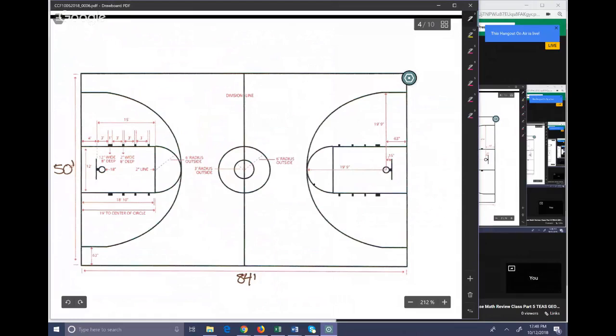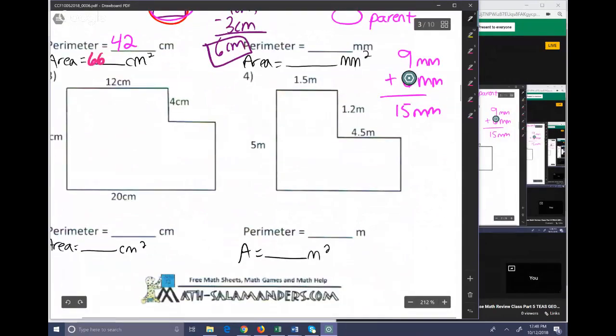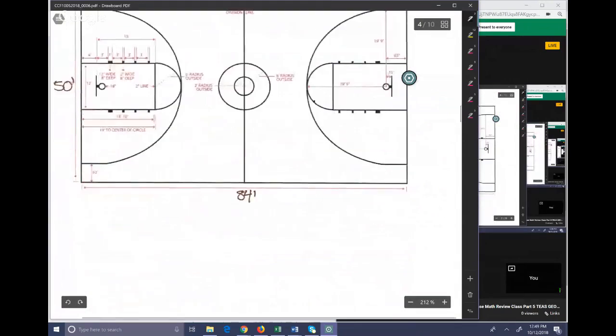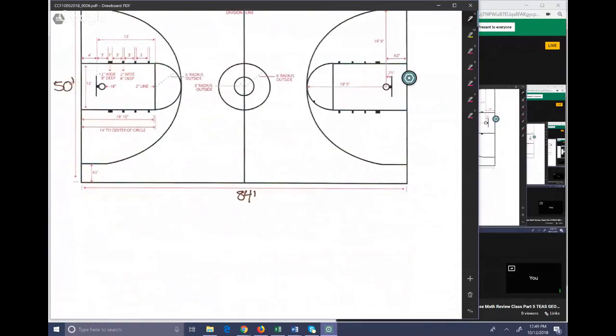Okay, this is a continuation from part 4. This is right where we left off. So I just came off of this irregular rectangles page. This next one I want you to do. I'm not going to do the problem in class.